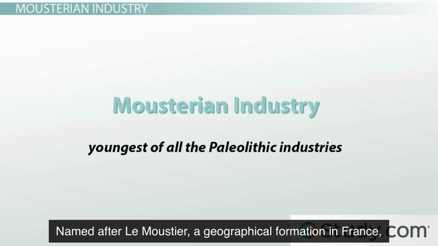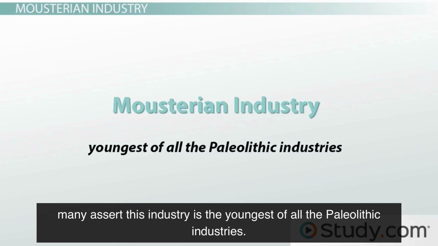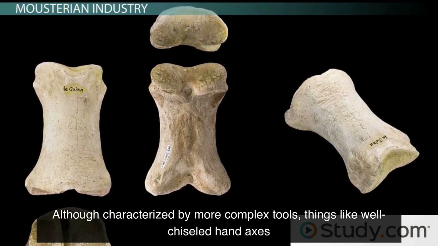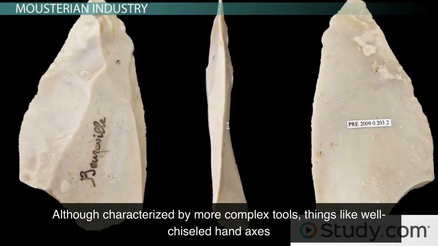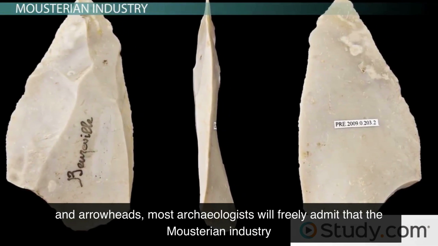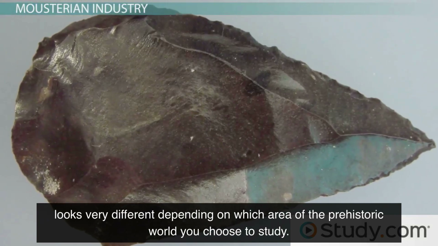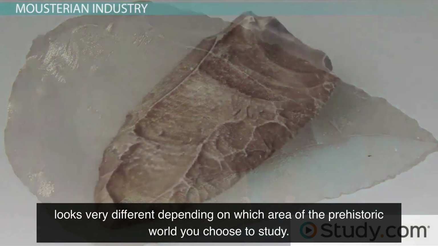Named after Le Moustier, a geographical formation in France, many assert this industry is the youngest of all the Paleolithic industries. Although characterized by more complex tools, things like well-chiseled hand axes and arrowheads, most archaeologists will freely admit that the Mousterian industry looks very different depending on which area of the prehistoric world you choose to study.